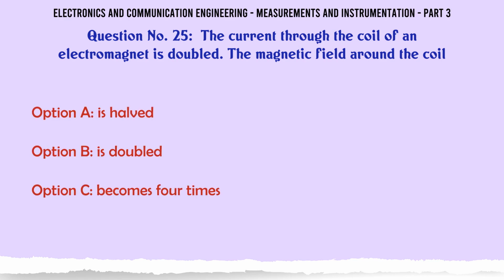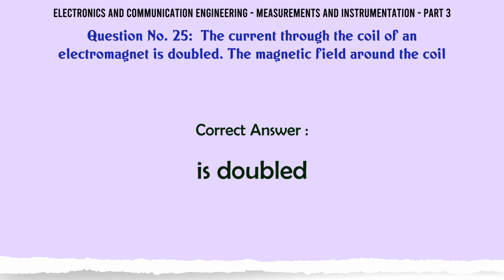The current through the coil of an electromagnet is doubled. The magnetic field around the coil: A, is halved; B, is doubled; C, becomes 4 times; D, remains the same. The correct answer is doubled.